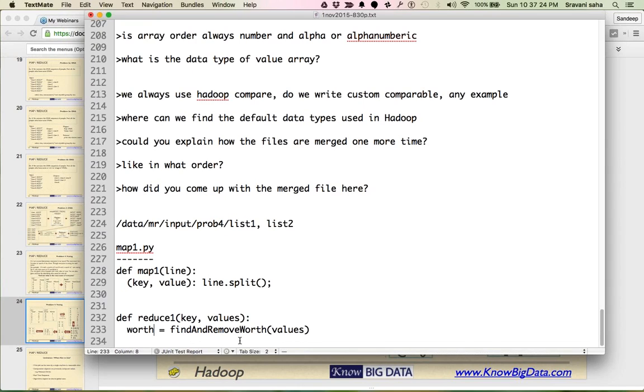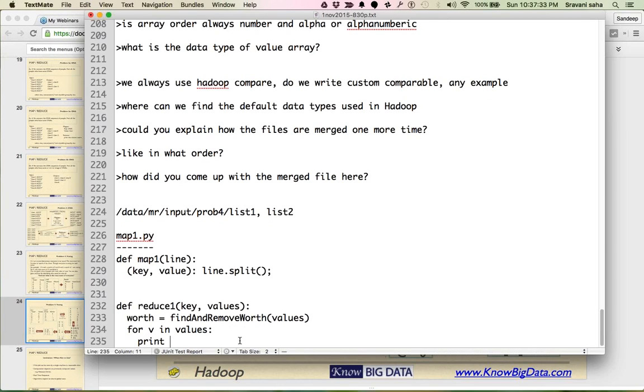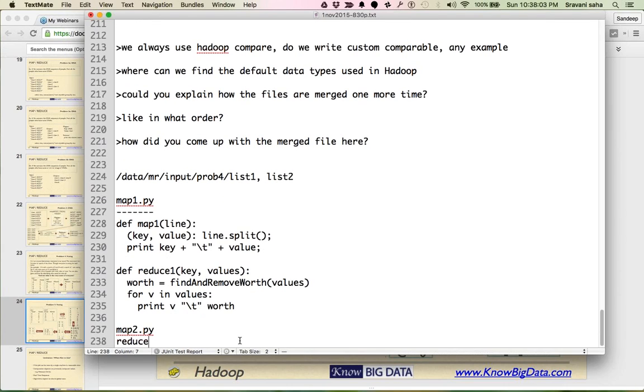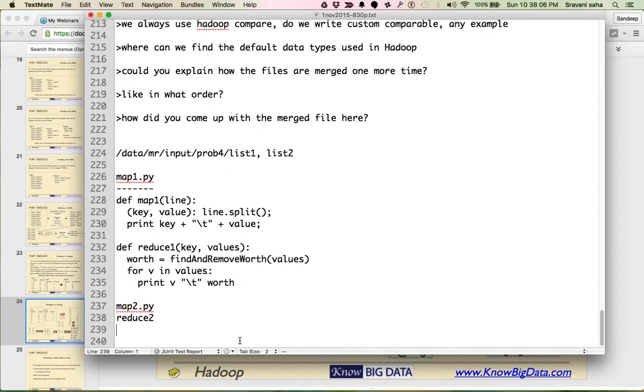From that we'll just iterate over the values, and for v in values, we basically print out the v comma worth. v tab this. Here also we are just saying print key tab values. That's all. This is our reduce phase 1. Similarly, we will write the second phase of map and reduce.